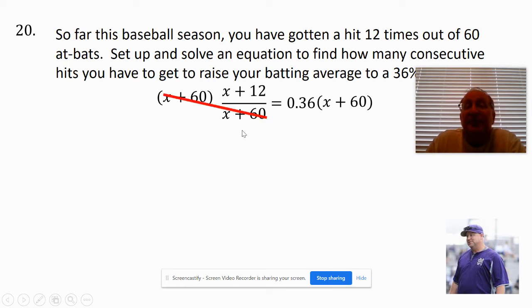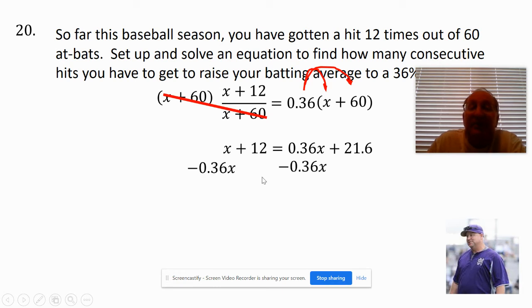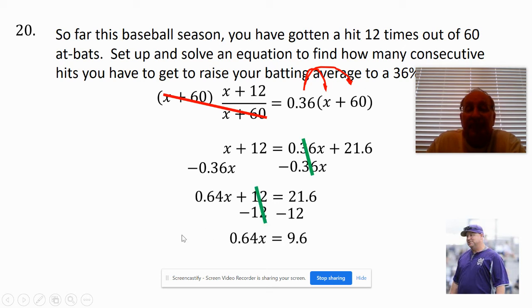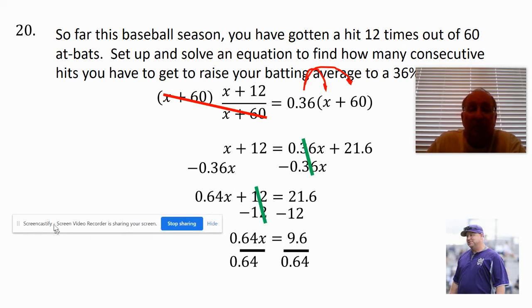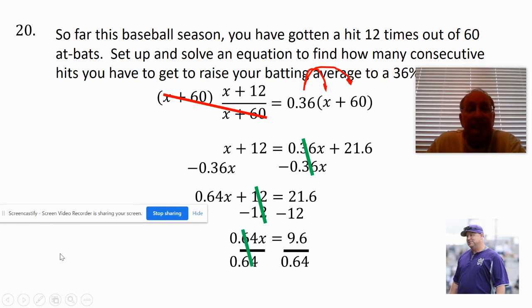This cancels. So then I'm going to do the distributive property here. And so I end up with X plus 12 equals 0.36X plus 21.6. Minus 0.36X from each side so I only have X on one side. I'm going to minus 12, and then I'm going to divide by 0.64. And I find out that I need 15 more hits in a row to get my batting average to .360 from where it is. All right.